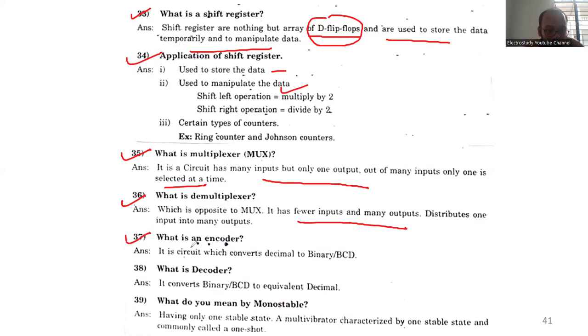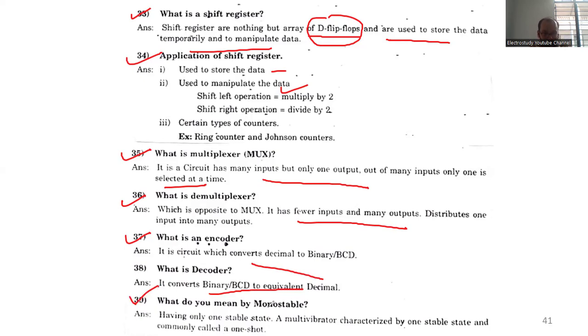What do you mean by encoder? It is a circuit which converts decimal to binary. Okay, encoder: decimal value to binary value, binary or BCD. You know the number system, I guess. Next, what is a decoder? A decoder is just the opposite of an encoder. Binary will be converted to decimal. So encoder means decimal to binary, whereas decoder converts binary to decimal. That you have to remember. Whenever you are studying a musical system or mic, you will be using the concept of encoder and decoder. Sound system.